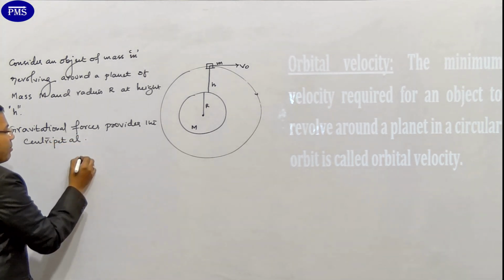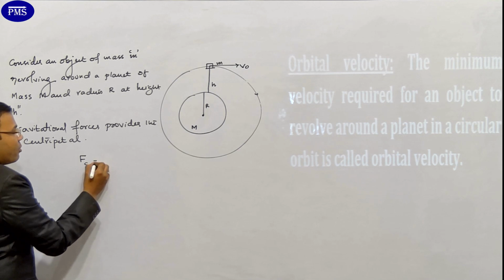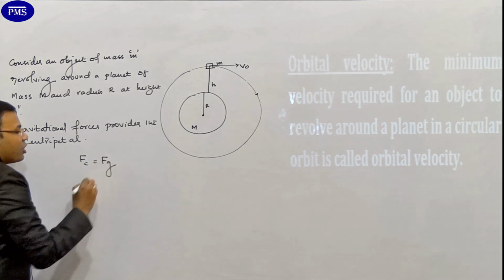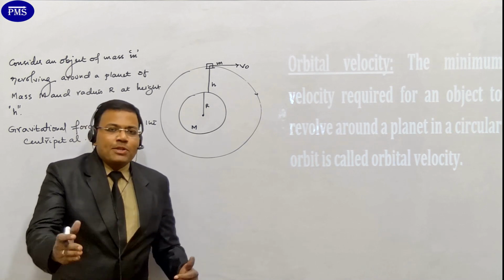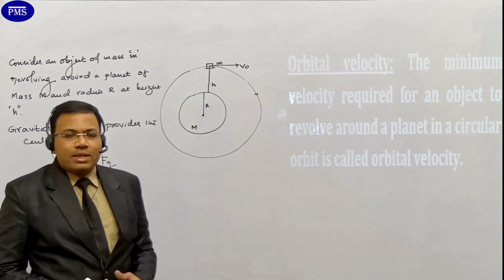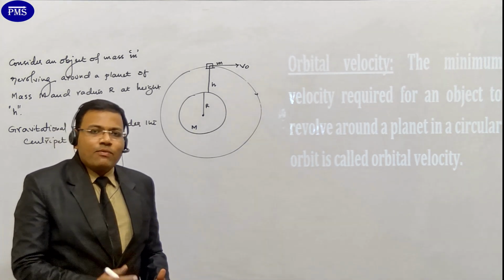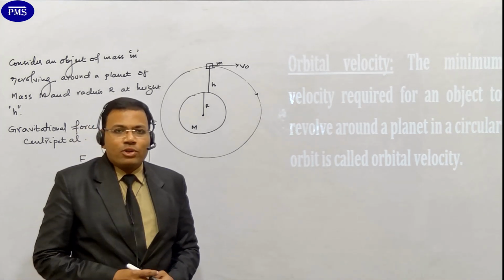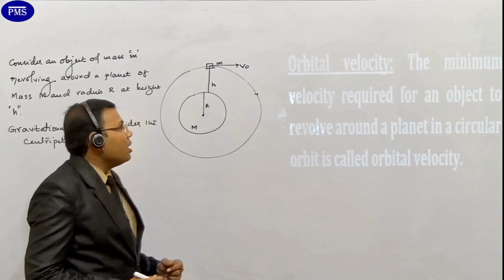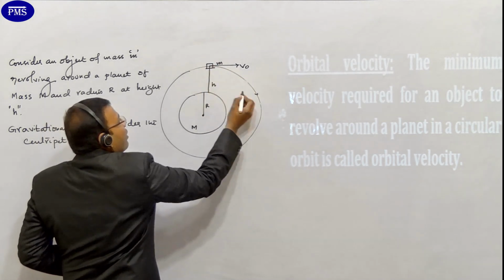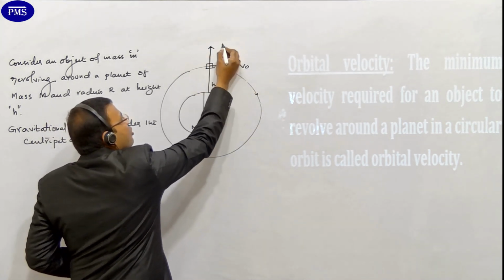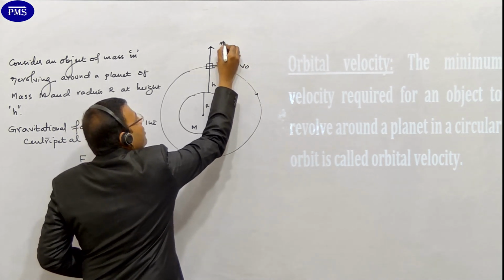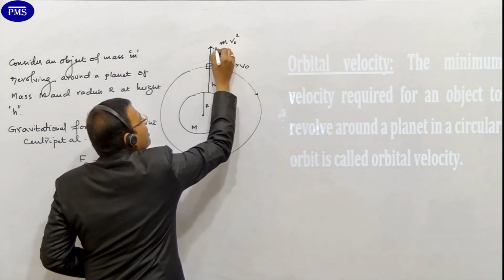So I am writing mathematically, that is, the centripetal force is provided by the gravitational force. Now students, the centripetal force is provided by the gravitational force, as I said, but what is the formula for the centripetal force and what is the formula for the gravitational force? You should know that. So here the body is revolving.